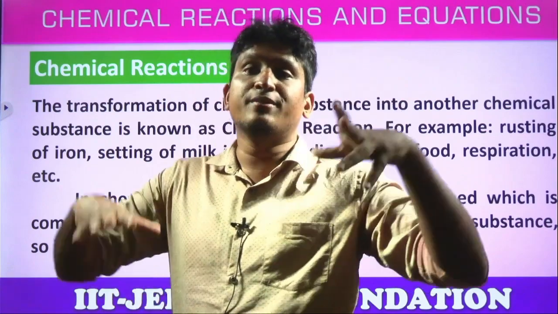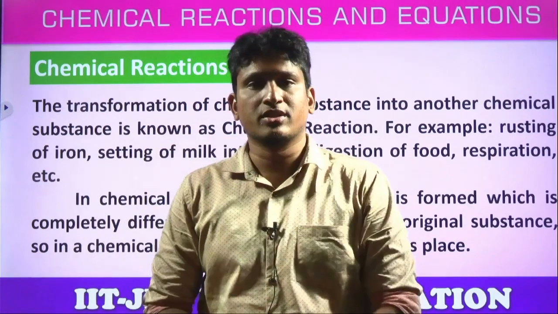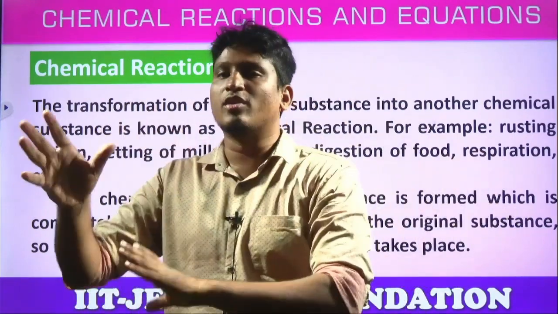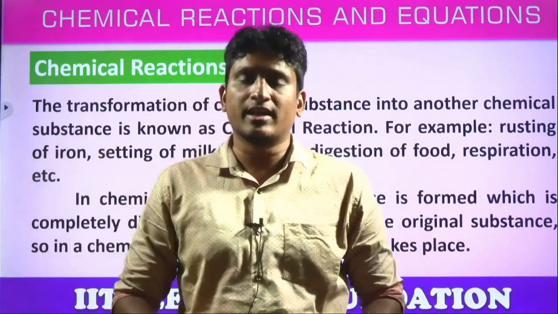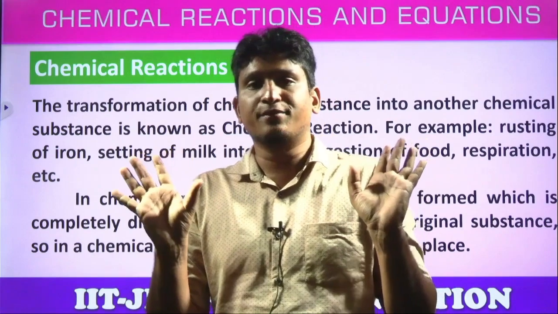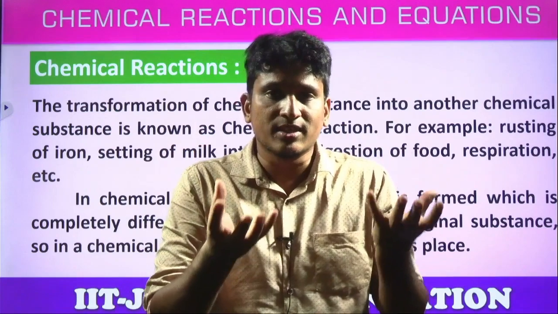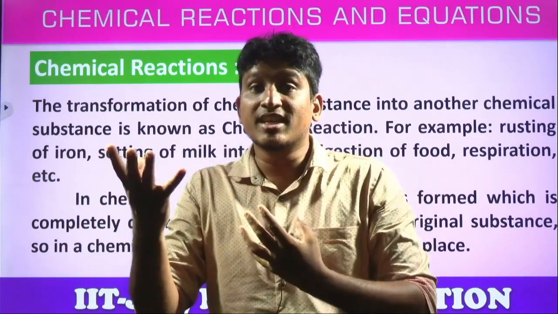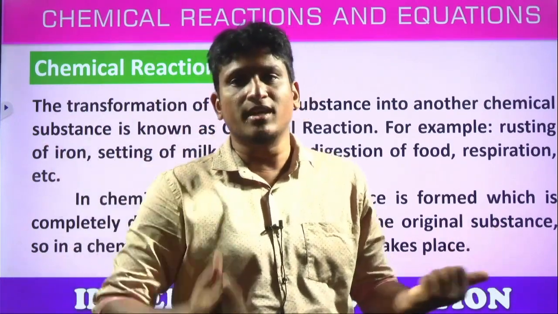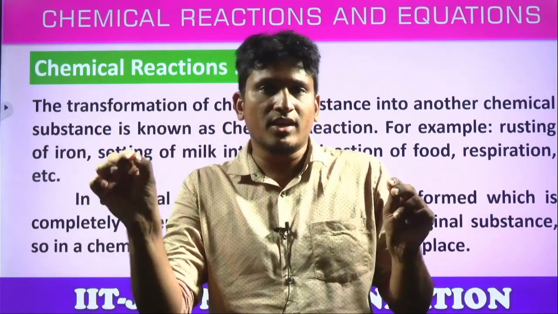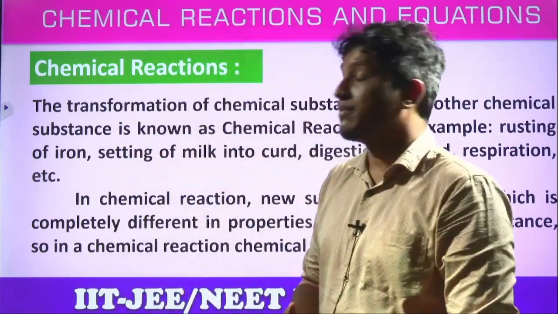We can define a chemical reaction in any number of ways. Reactants react and produce a new product: chemical reaction. Breaking of bonds and formation of new bonds: chemical reaction. When two components react and produce a new substance: chemical reaction. Ultimately, what is happening in a chemical reaction? Some components are reacting and producing a new substance. That new substance has its own new formula. Is the formula changing or not? That is called a chemical change, and the representation of that change is called a chemical reaction.